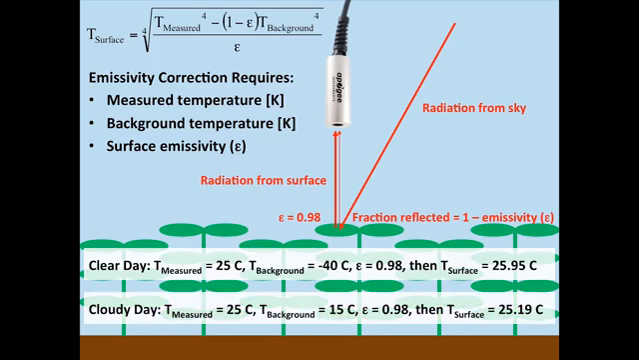On a cloudy day, the background temperature is much warmer. It's a lot closer to the actual measured surface temperature. And when we plug the numbers into our equation above for a cloudy day, we find that the surface temperature is much closer to the measured temperature.